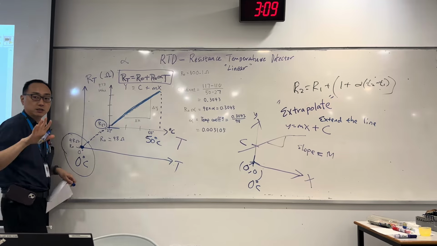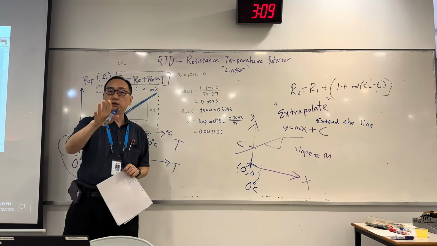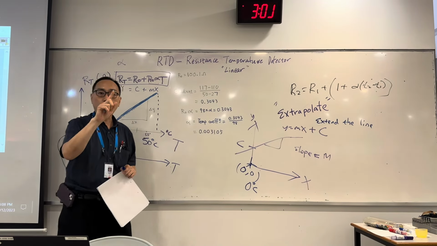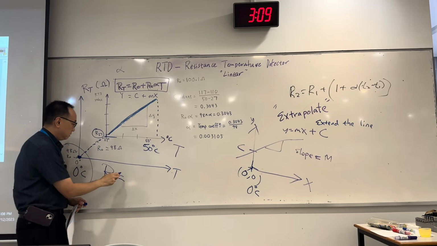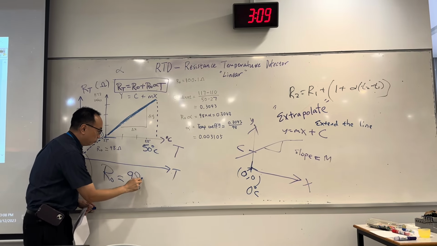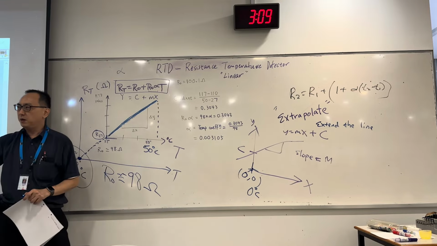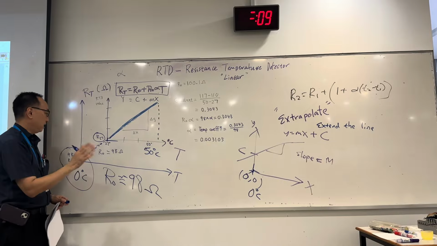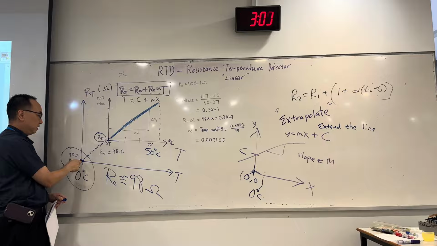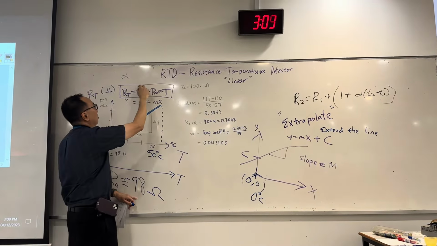But I must admit that every set is different. So your extrapolated y-intercept value, the R0, may vary from one board to the next. But overall, roughly speaking, it's about 98 ohms. It will vary. Some get 97, some get 99. It's okay. But I want you all to understand the concept. So you get this 98, let's say, this is the y-intercept, which is the R0.